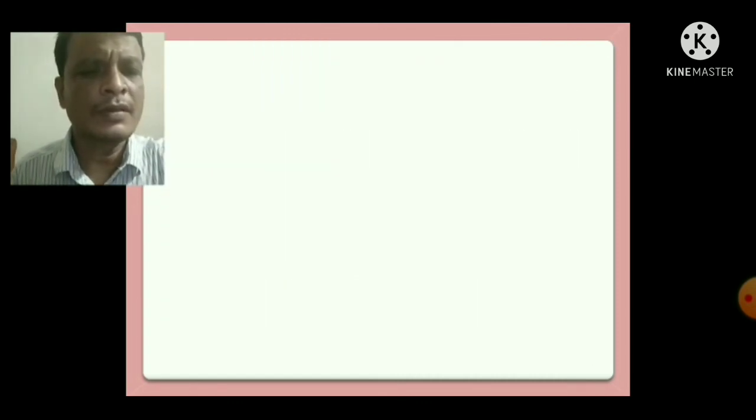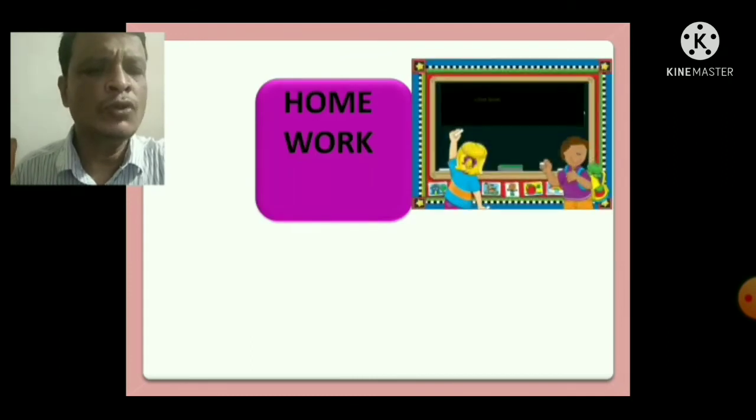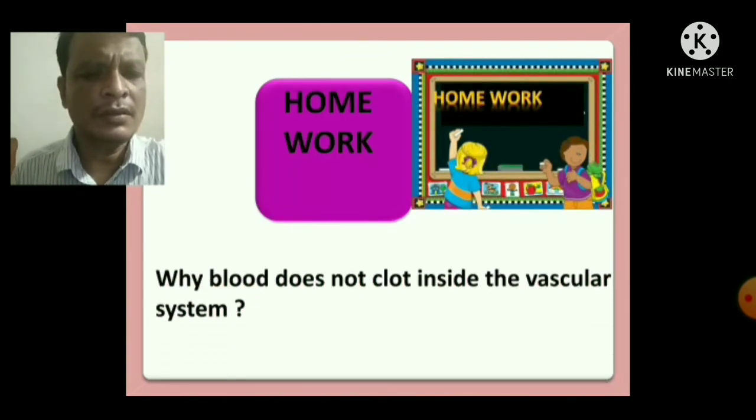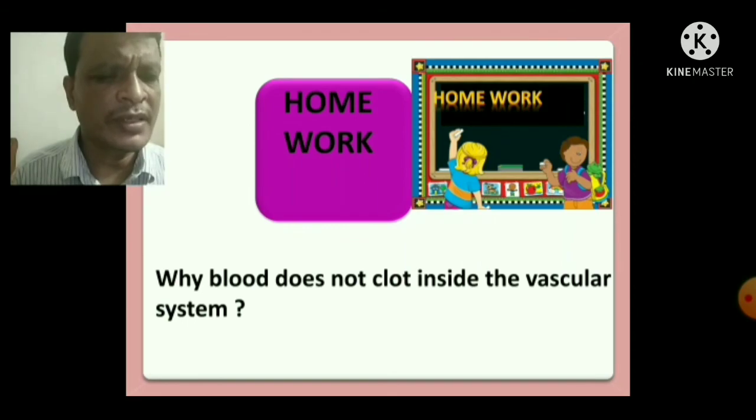Now the homework. Why does blood not clot inside the vascular system?